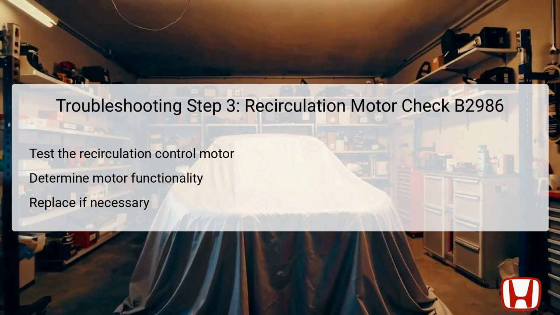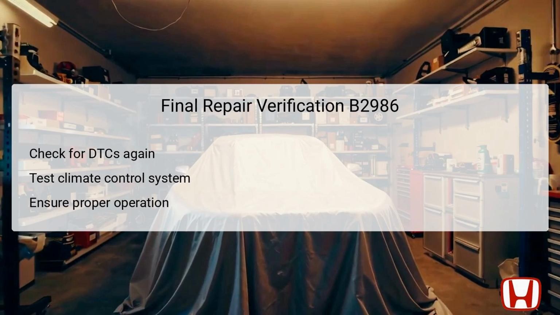Always ensure that any replacement components are compatible with the Honda Civic model from 2011 to 2015 to prevent further electrical issues. Once repairs have been made, verification is essential to confirm that the DTC B2986 has been resolved. Begin by checking for any DTCs again using the HDS to ensure that the error code is no longer present. Following this, perform a comprehensive test of the entire climate control system to assess its operational efficiency.